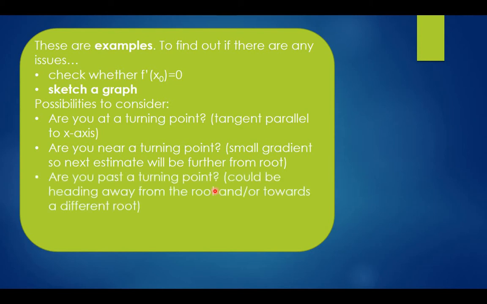And it may be that you converge back, or it could be that once you're past that turning point, you're going to be heading away from the root you're interested in, perhaps to a different root. The same could happen if you cross over a vertical asymptote. You could head away from the root you want and towards a different root or no root. You could end up oscillating, as we did. And the other thing to watch out for is if your function is not going to be defined for the value of x that you end up with after one iterate.